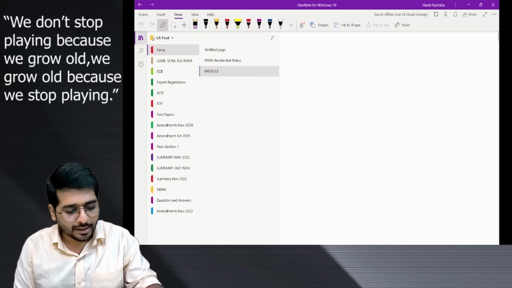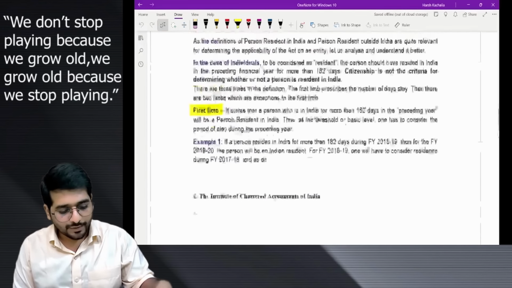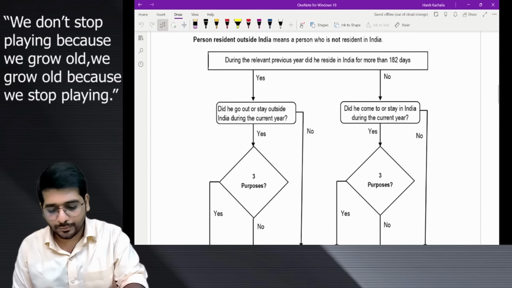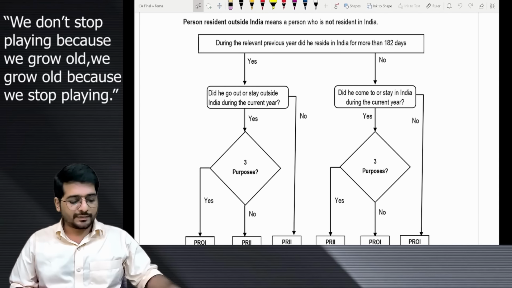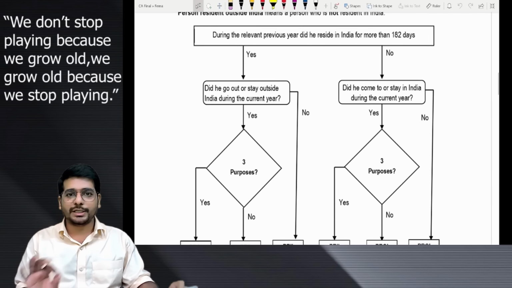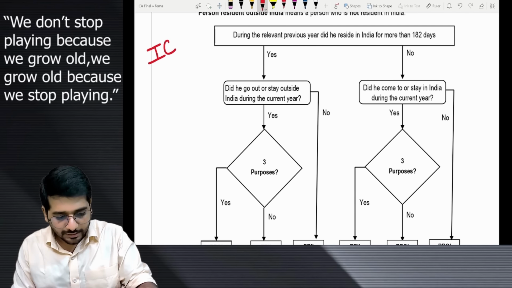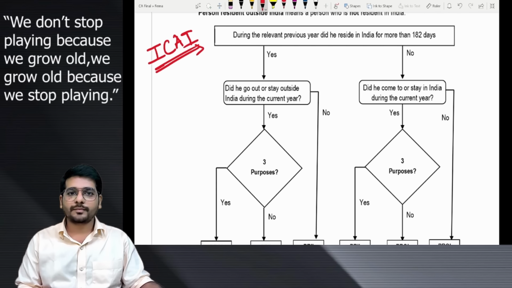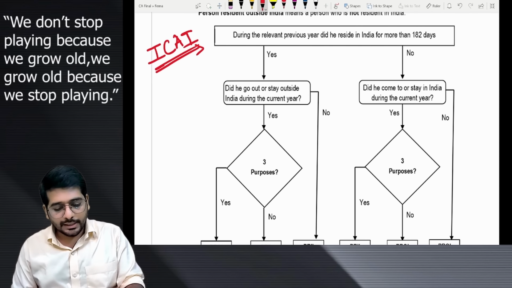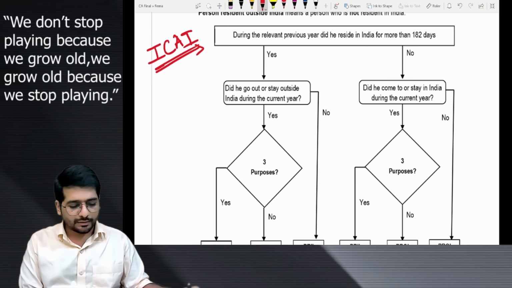I am taking you to FEMA, to the residential status portion under FEMA, where first I am going to show this to you. Have a look at this, guys. How will you decide whether a person is a resident in India or not? This is from the institute study material, from ICAI, not mine. I am just explaining it. They are saying: during the relevant previous year, did he reside in India for more than 182 days?